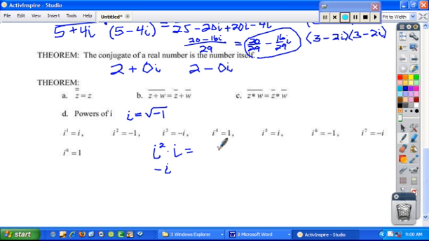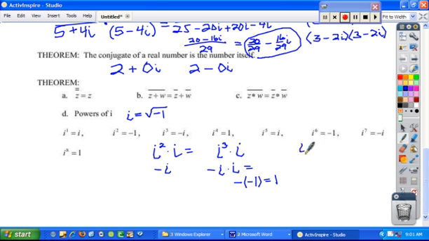And then i to the fourth, well, you can think of that as i to the third times i, and this is what we call a recursive relationship, which means the next property builds on the one before it. So I already figured out that i cubed was negative i, so I get negative i times i. That gives me negative i squared. Well, i squared is negative 1, so I get negative negative 1, or positive 1. Now, if you multiply by another i, that gets you i to the fifth, but we already know that 1 times i is also i. So i to the fifth can be rewritten as i.